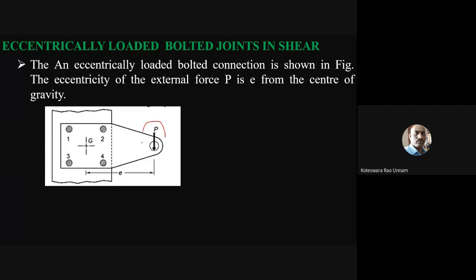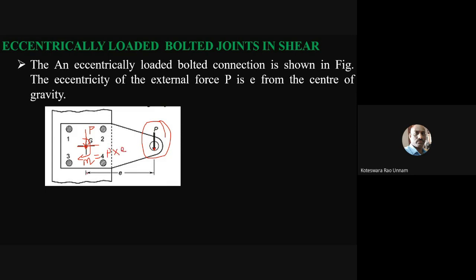Because of this load, I think we already discussed this in the case of riveted joints. In order to find the effect of this force at this location, you need to transfer this force from the applied point to the center of gravity. If I transfer this load to the center of gravity, its effect is a force of magnitude P acting in the same direction. In addition, it will create a moment M, whose magnitude is given by P multiplied by E.